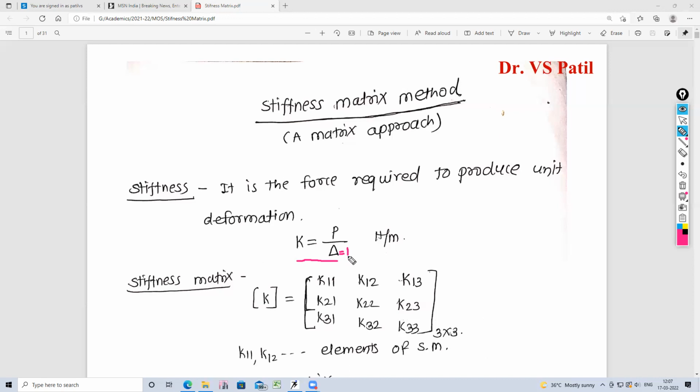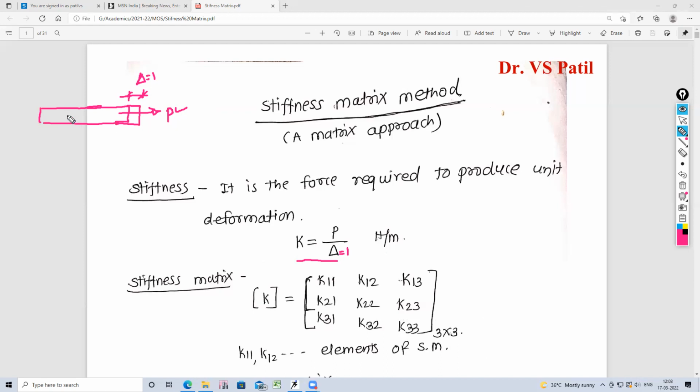Now, what are the different types of stiffness? The types of stiffness depend on the types of deformation. For example, suppose there is a rod and it is subjected to axial force. Then there will be axial deformation, given by, say, delta. How much axial force is required so that this axial deformation equals 1? That is called axial stiffness.